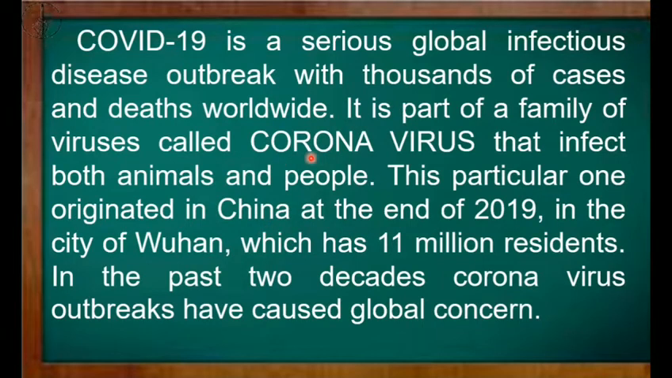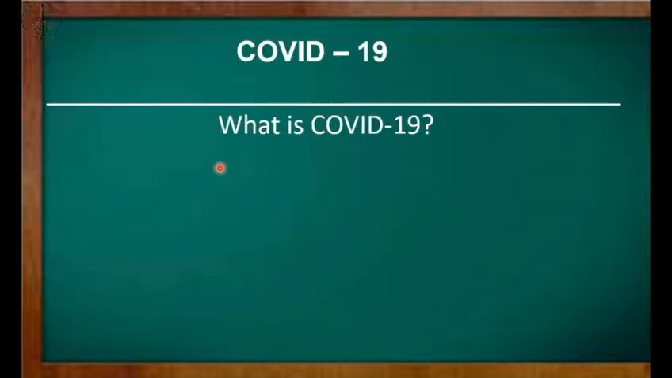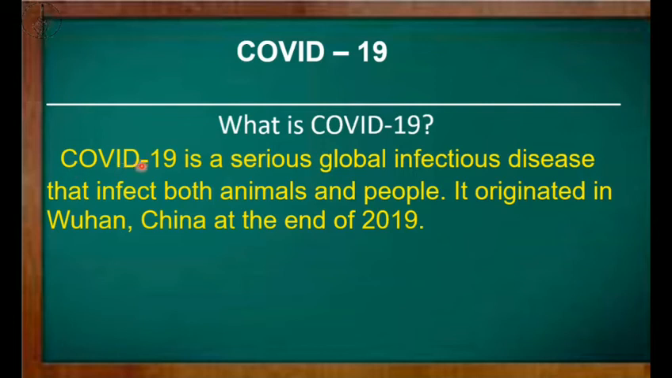Right, here is the selection. You are going to read this in your module. And then, after reading the selection, you are going to write down your own idea. And under the question, what is COVID-19? Here is a suggested answer. COVID-19 is a serious global infectious disease that infects both animals and people. It originated in Wuhan, China at the end of 2019. By the way, this is only a suggested answer.